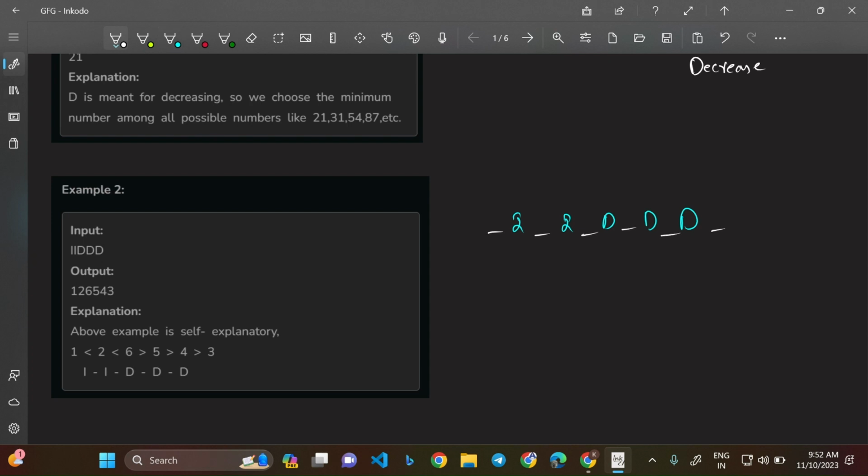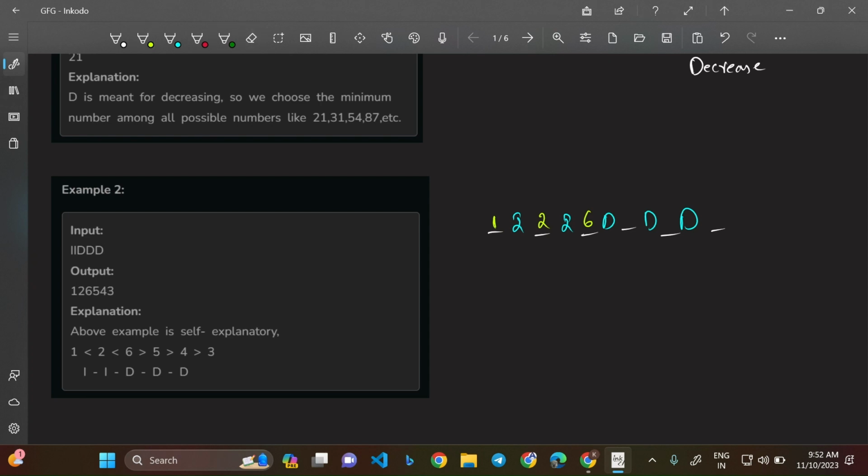Now we have seen that I have placed 1 here, I have placed 2 here, and I have placed 6 here. I have placed 6 directly here. Why did I place 6 at the very first instance? That must be the question that must be coming.